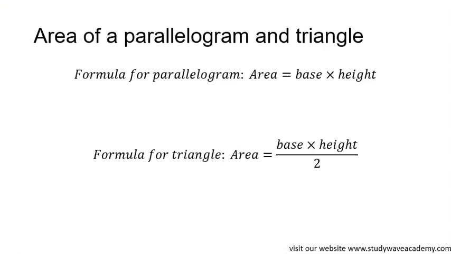The formula to get the area of a parallelogram is base times height, okay? When you're calculating the area of a parallelogram, it's base times height. And when you're calculating the area of a triangle, it's base times height over 2. Okay? The formula for a parallelogram is equal to base times height, and the formula for a triangle when calculating the area is equal to base times height over 2.